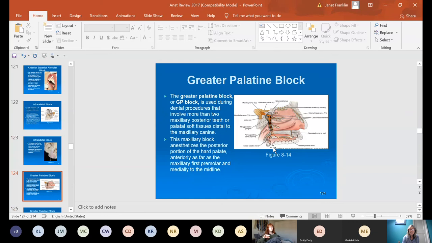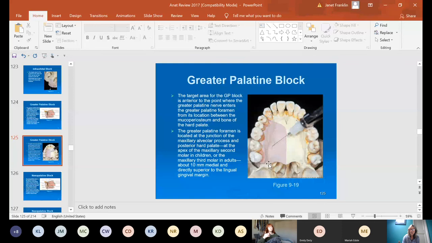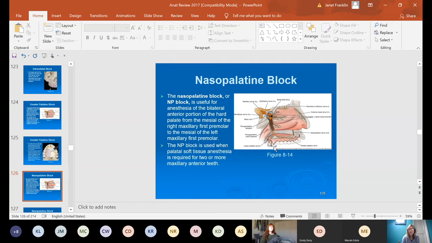Greater palatine. So your greater palatine block is used during dental procedures that involve more than two maxillary posterior teeth or palatal soft tissue. This is where you would locate the greater palatine foramen and you would inject. You're going to go in front of it, so you know the greater palatine foramen is right there. You can see the little indentation. You're going to go in front of it because the anesthetic's going to run back because your head's tipped back. But we'll worry about those. Nasopalatine, the nasopalatine nerve comes down and innervates the palate of the anterior teeth. And that's how you would inject into that.